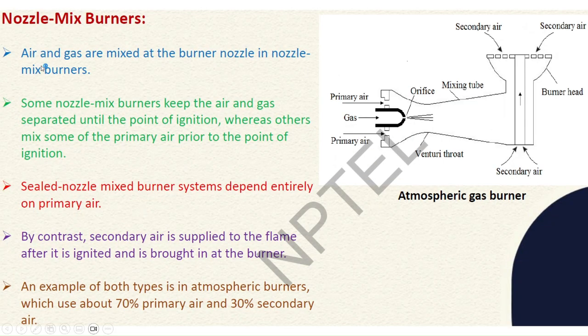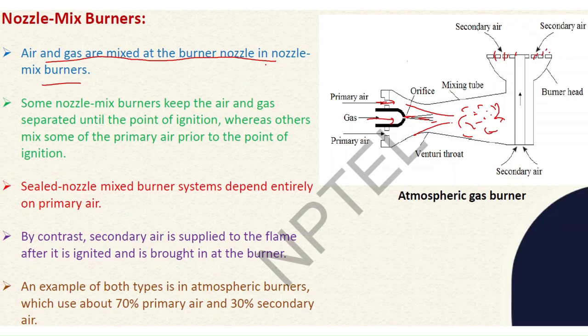Coming on to the next type, which is the nozzle mix burner. Air and gas are mixed at the burner nozzle in nozzle mix burners. So here, as we see, the air is introduced from here and gas is introduced from this orifice. Due to this, a vortex is created, and the air and gas mix here. Turbulence is created, it is mixed in this section, and then it is pumped to the orifice for burning here.